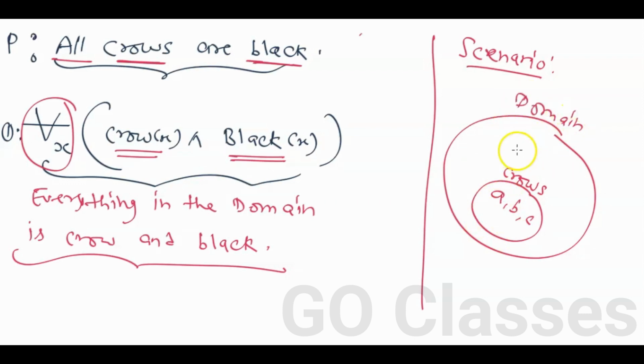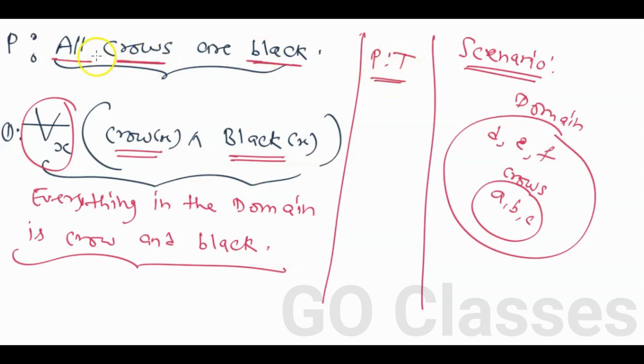The domain contains everything. So in the domain, let's assume you have some other things, maybe some animals, D, E, F. Now consider this scenario where all the crows are black. In this scenario, this English statement will become true, correct? Because I am assuming that all the crows are black. So in this scenario, this statement P, all crows are black, will become true.